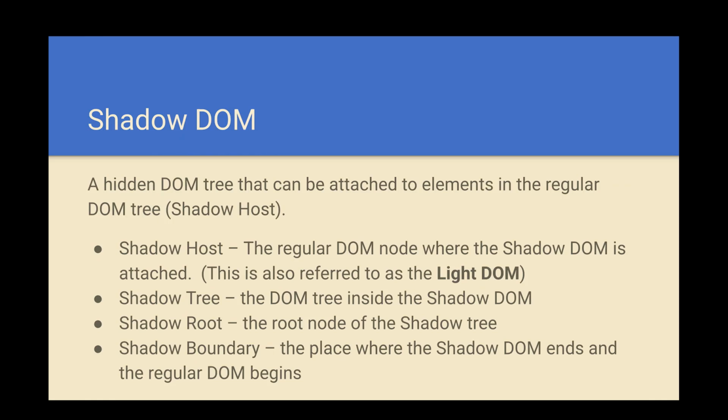You have the shadow tree, which is the DOM tree inside your web component that you construct either with an HTML template or with JavaScript. You have the shadow root, which is the root node of the shadow tree. So that is where the shadow DOM is attached to the light DOM. And then you have the shadow boundary, which is the bounding box of everything that is contained within the shadow DOM and is part of the component.